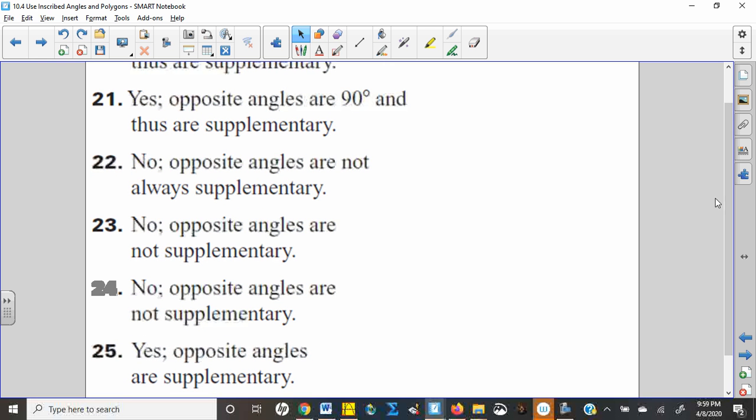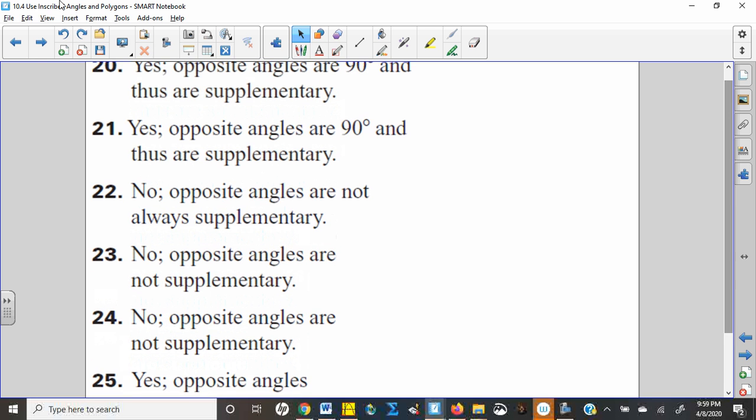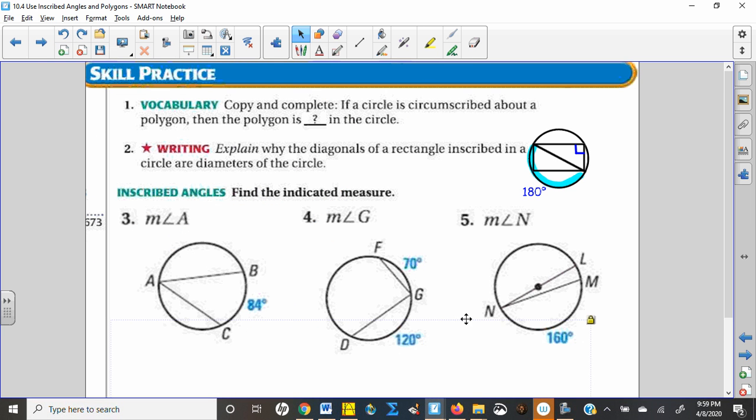All right, let's see what we were looking at last night. Inscribed angles, right? Copy and complete. If a circle is circumscribed about a polygon, then the polygon is inscribed in the circle, right? The polygon is in the circle. Each of its vertices would have to be on the circumference of the circle.